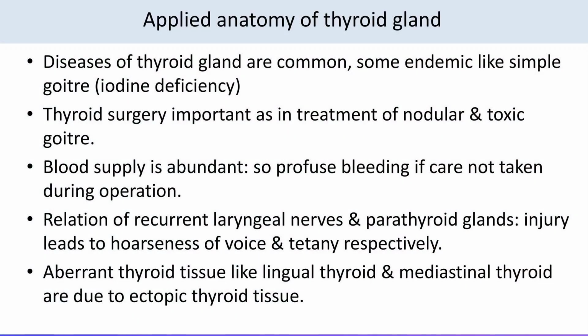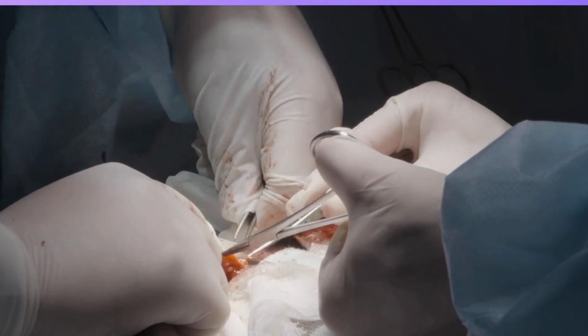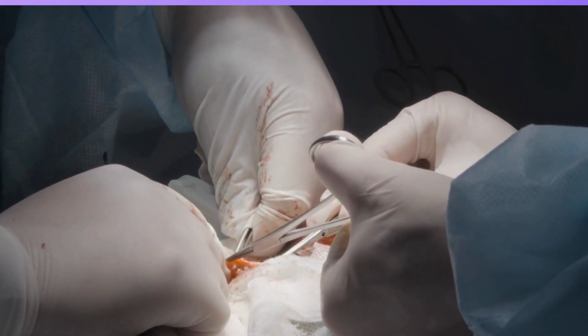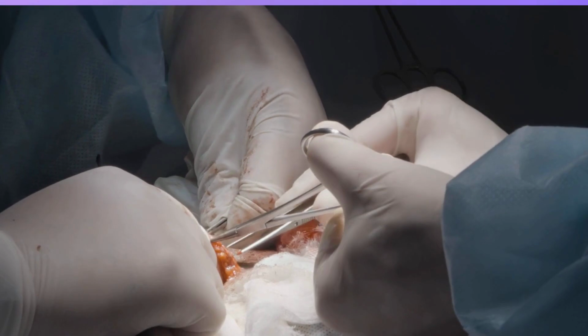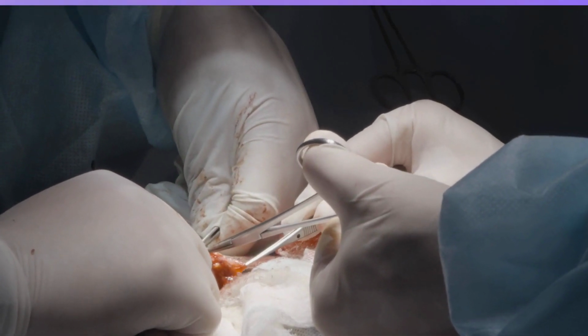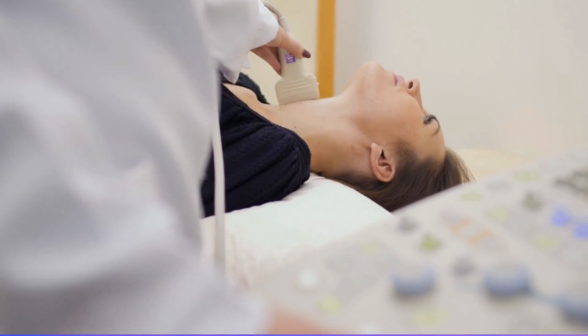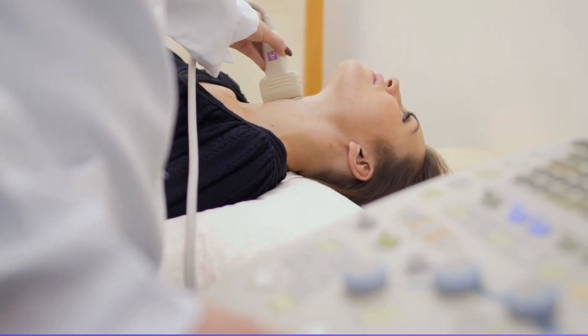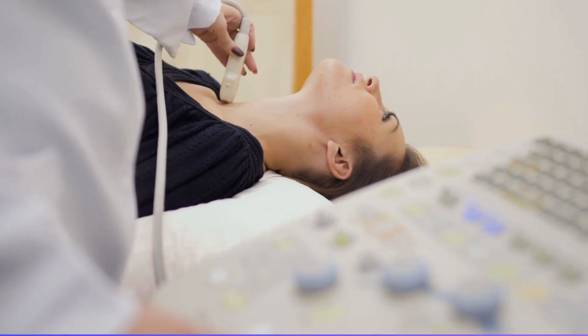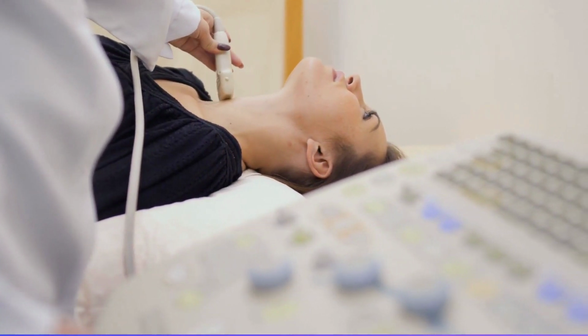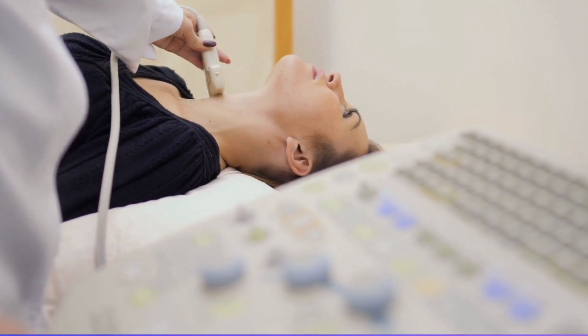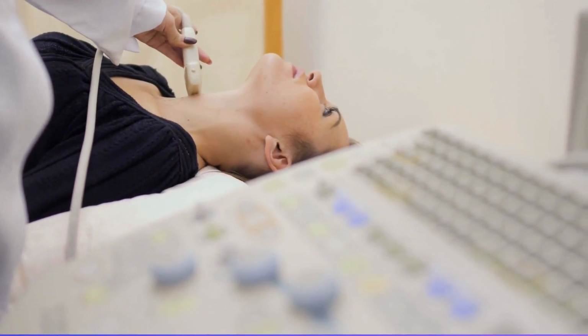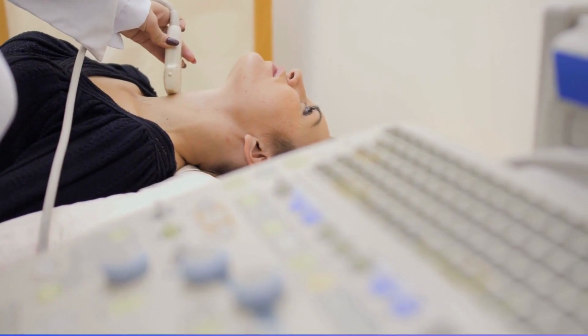The applied anatomy of the thyroid gland is highly relevant in clinical practice. Thyroid diseases are common, with conditions like simple goiter often endemic in iodine-deficient regions. Thyroid surgery is a frequent procedure for conditions such as nodular and toxic goiter. Due to the gland's abundant blood supply, meticulous surgical technique is essential to prevent profuse bleeding. Furthermore, the close relationship of the recurrent laryngeal nerves and parathyroid glands means that injury during surgery can lead to hoarseness of voice or tetany, respectively. Aberrant thyroid tissue, like lingual or mediastinal thyroid, represents ectopic tissue that can also become diseased.